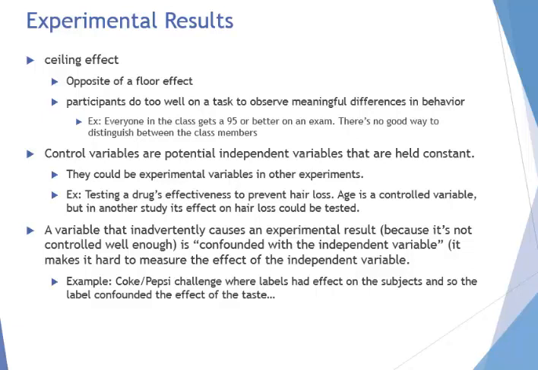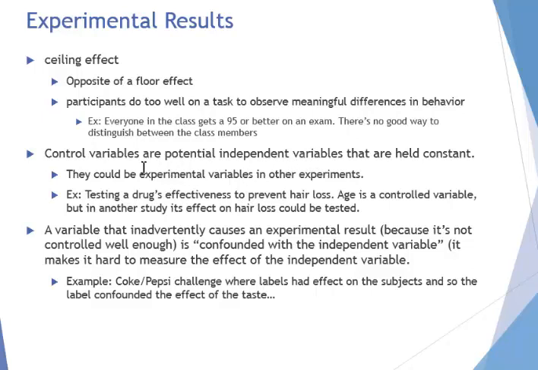The control variables are potential independent variables that are held constant. In other words, a controlled variable is something that you want to make sure is the same because you don't want it to impact your experiment. When you're testing the effect of alcohol on somebody's ability to drive, you want to keep driving experience constant, because driving experience could also have an effect on somebody's ability to drive. And that's why you want to try to keep it constant.